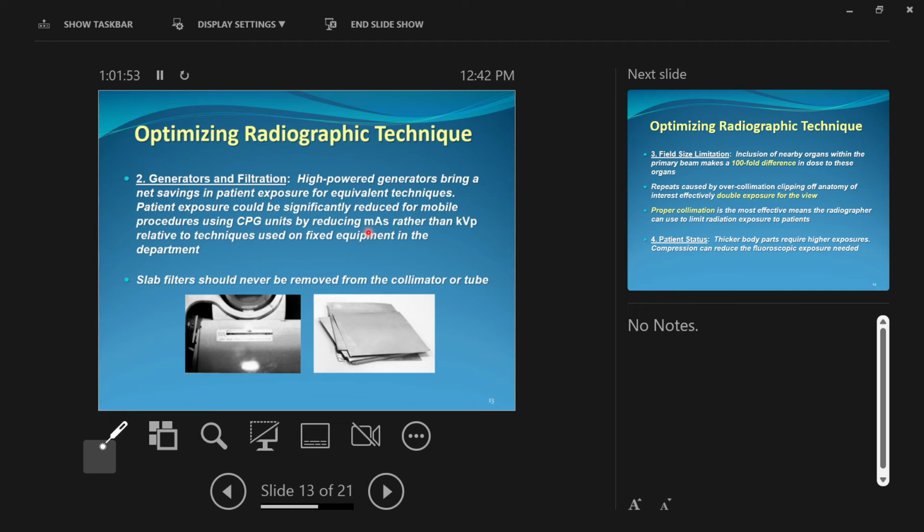So this is a little slab of aluminum, okay? It's usually about a millimeter thick or so, a millimeter and a half. And its job is to absorb, like the clouds do on an overcast day, the low energy X-rays coming out of here so that they don't make it to the patient. It takes away from patient dose, lowers patient dose. That's filtration.